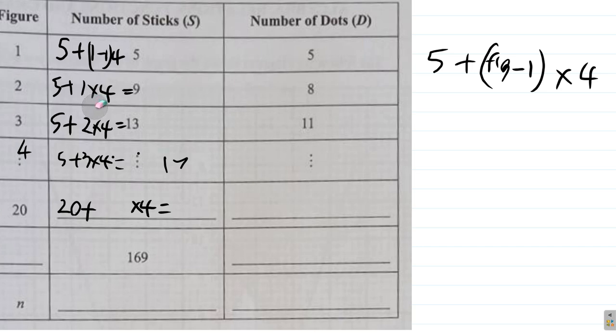This one is 5 plus 2 minus 1 is 1, so it's 2 minus 1 by 4. So for figure 1, 5 plus 1 minus 1 by 4. Figure 2, 5 plus 2 minus 1 by 4. Figure 3, 5 plus 3 minus 1 by 4. Figure 4, 5 plus 4 minus 1 by 4. I just stuck the figure number in there. Now if we go to figure 20, this would be 20 minus 1 by 4.